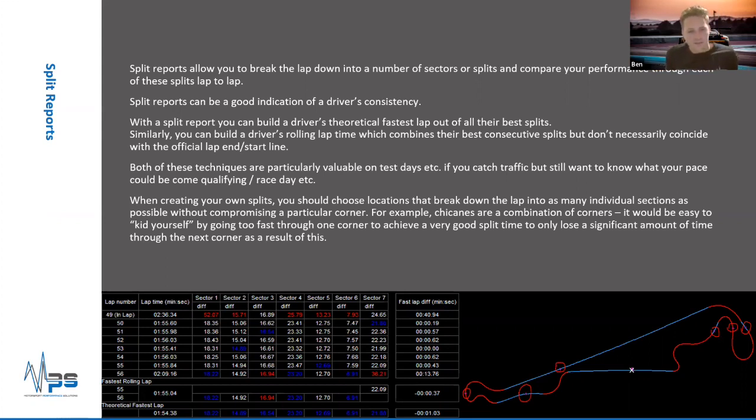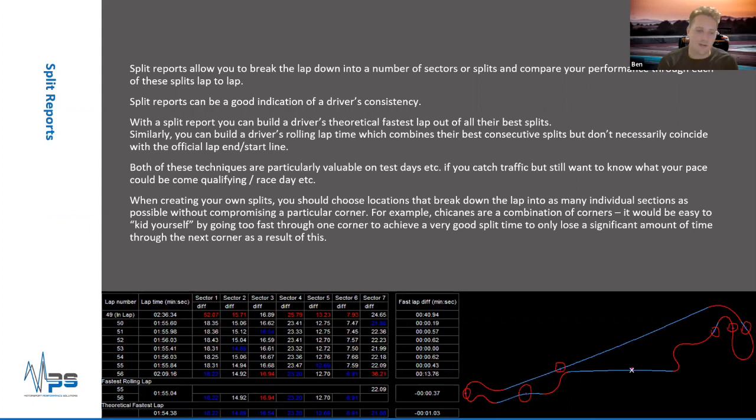The other good thing with these split reports is you can build what's called a theoretical fastest lap and also your fastest rolling lap. So theoretical just takes your best segment from each and builds them together to work out what your lap could have been. It can be useful on test days, etc. If you have a good lap and then catch traffic at a particular corner, but it can be slightly kidding yourself if you say, well, I've done a 55.7, but my theoretical was a 54.3. I wouldn't count that as a driver's ultimate performance.